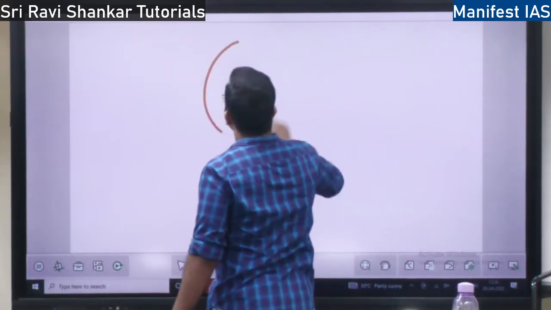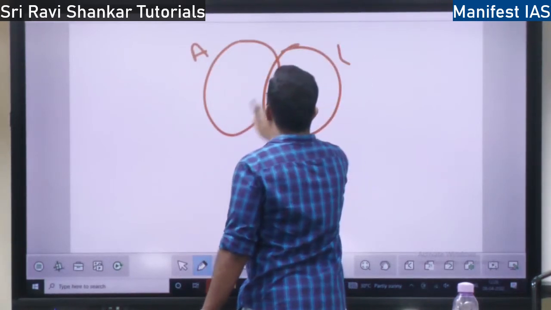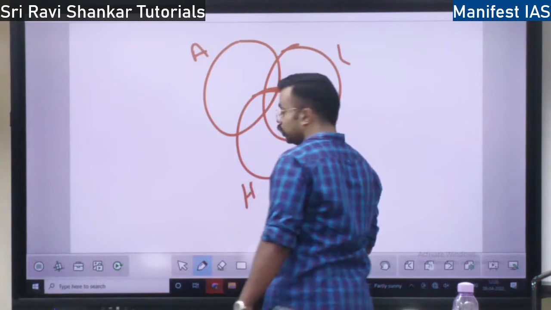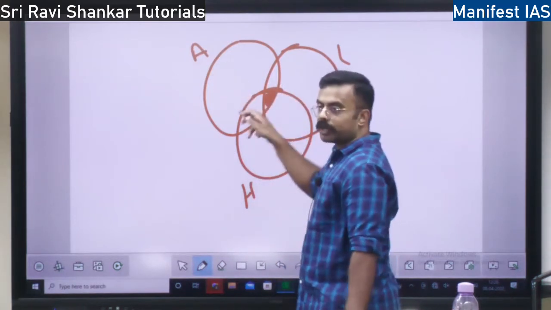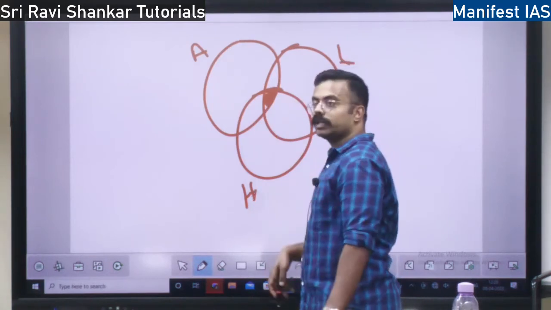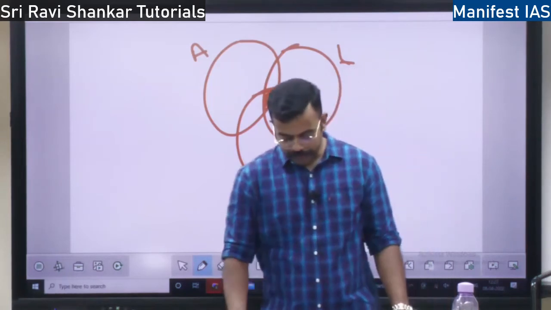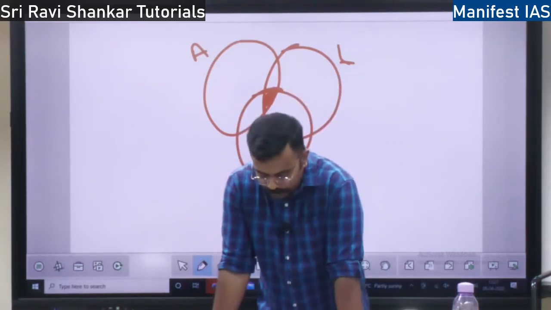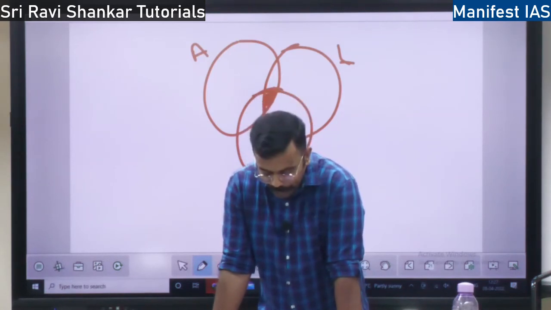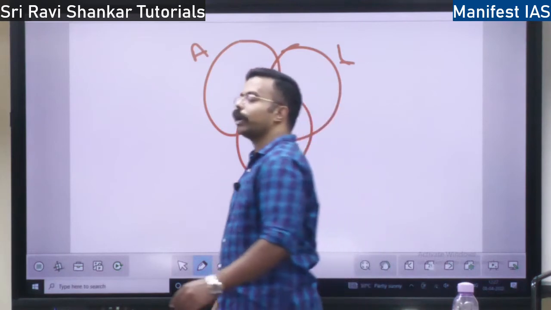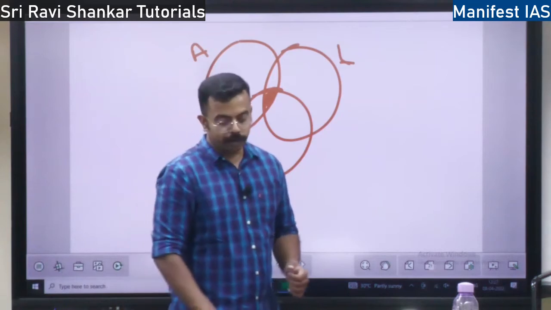So you have, let's say, atmosphere, lithosphere and hydrosphere. The junction of all these three areas, atmosphere, lithosphere, hydrosphere, that is land, that is the biosphere, right? So in the biosphere, you have the terrestrial part, the land part. That land part can be divided into biomes. The terrestrial part of a biosphere can be divided into biomes, right?